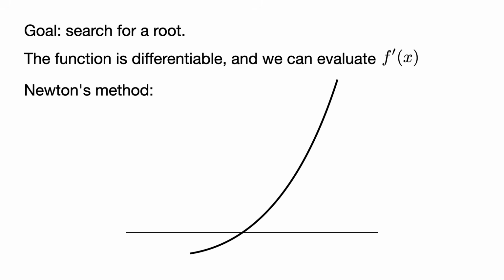What you do is approximate your function as a line. So we're going to start at this point, we approximate our function as a line, and we see where that line intersects the origin. That is, we find the root of that line. We then evaluate our function at that root of that line, and we approximate our function again as a line at that point. We see where the root of that line is. We evaluate our function again, and we go on like this. This is Newton's method.